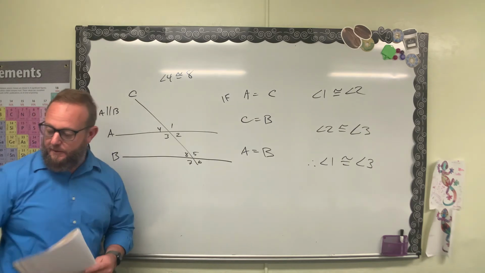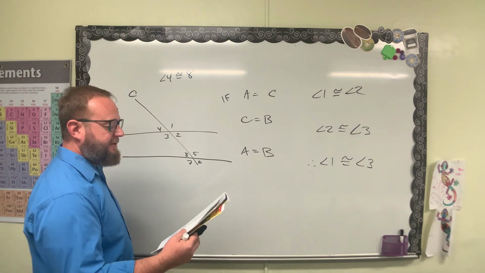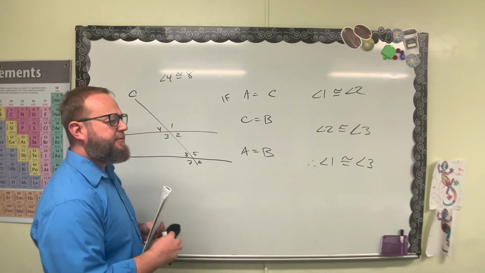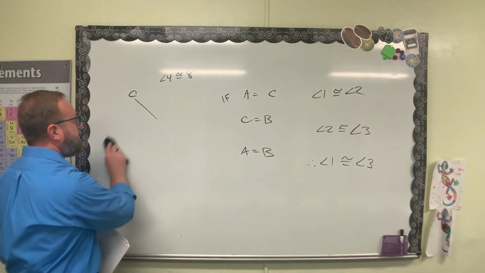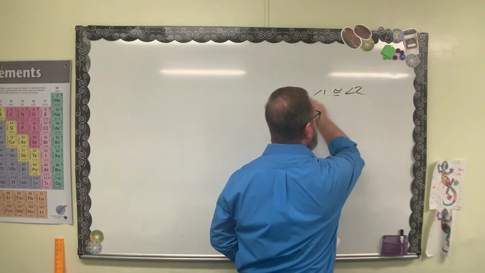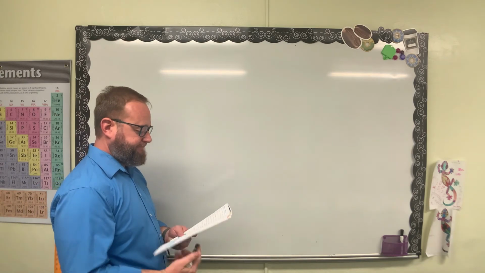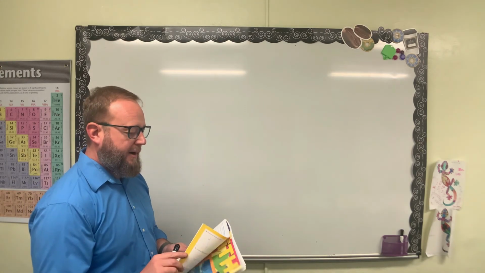All right, what about 14? What property is that? If m angle ABC equals m angle 1 plus m angle 2 plus m angle 3, what property is that?